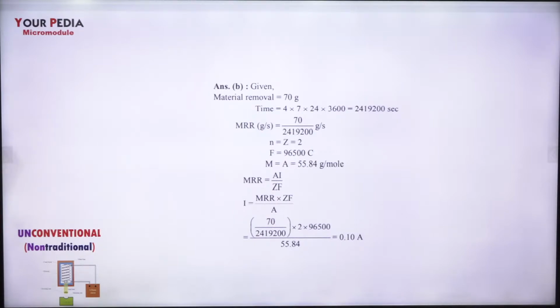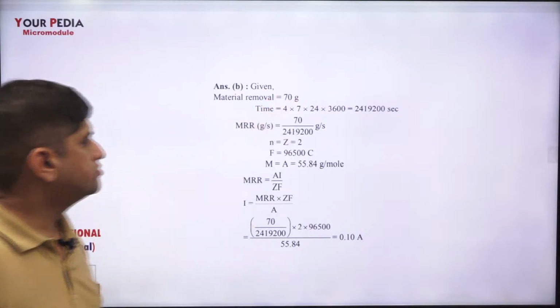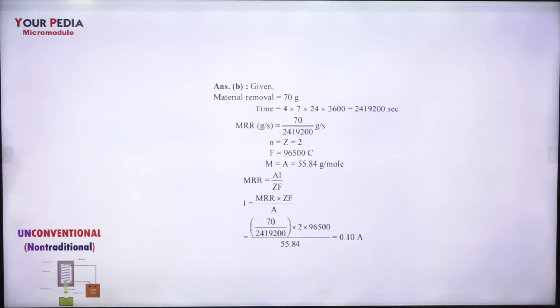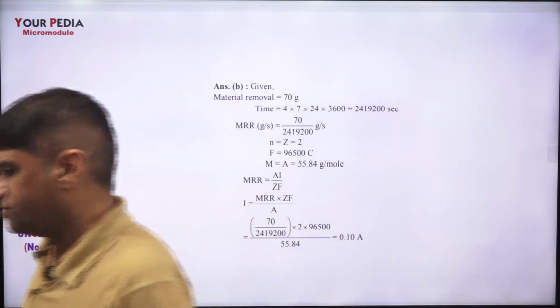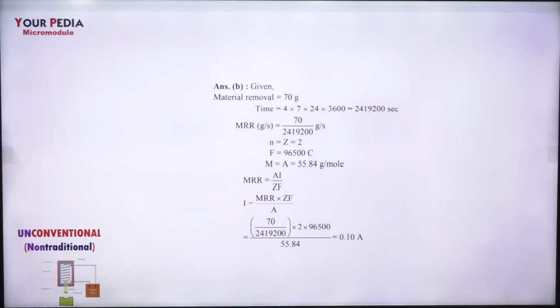Material removal rate is given. How do you find it? Material removal is 70 gram, in how much time, that also is given. So in gram per second we can calculate material removal rate. So in non-traditional machining, if a numerical is asked, it will be asked only from one particular part. This is the part from where you can expect the question.